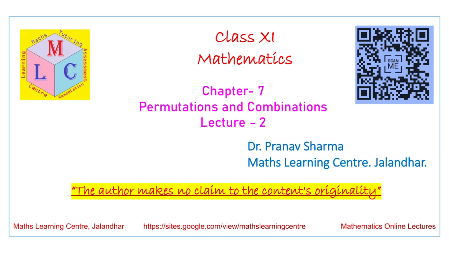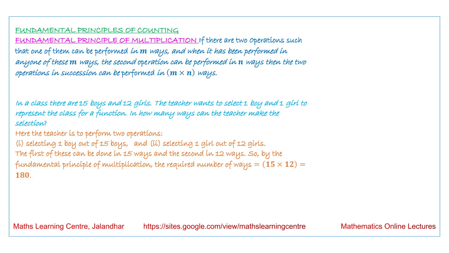We are going to start now lecture 2 of chapter 7, class 11 mathematics, permutations and combinations. In this lecture we will talk about certain results related to fundamental principles of counting, and we will solve certain problems based upon these principles. So first is the fundamental principle of multiplication.